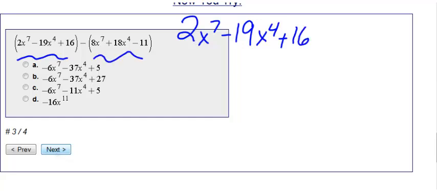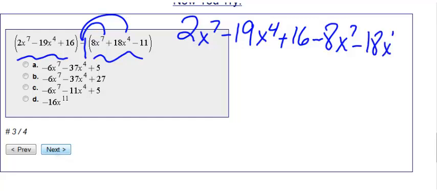Then I look at my second set of parentheses. I have this minus. So really it's a negative 1. So what I need to do is distribute that negative 1 into everything inside of that parentheses. So what I'm really going to do is end up changing the sign. A negative 1 times an 8x to the seventh is a negative 8x to the seventh. A negative 1 times a positive 18x to the fourth is a negative 18x to the fourth. A negative 1 times a negative 11 is a positive 11.